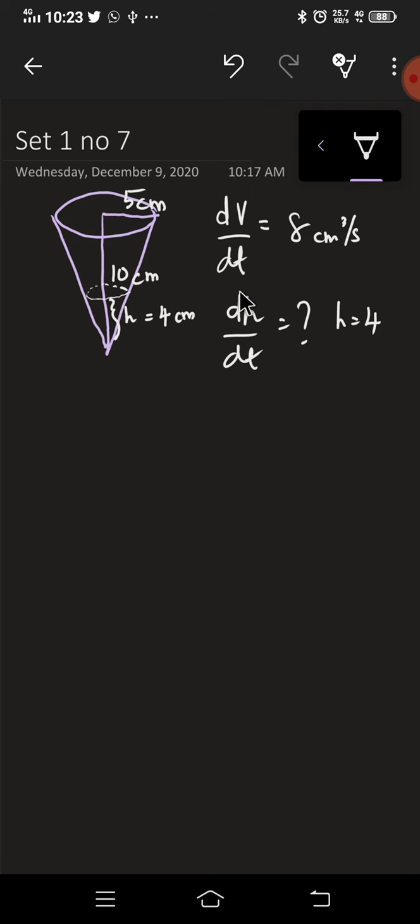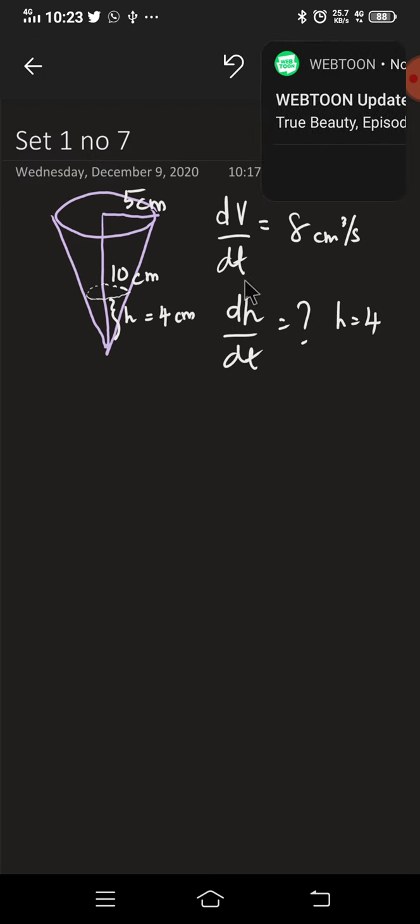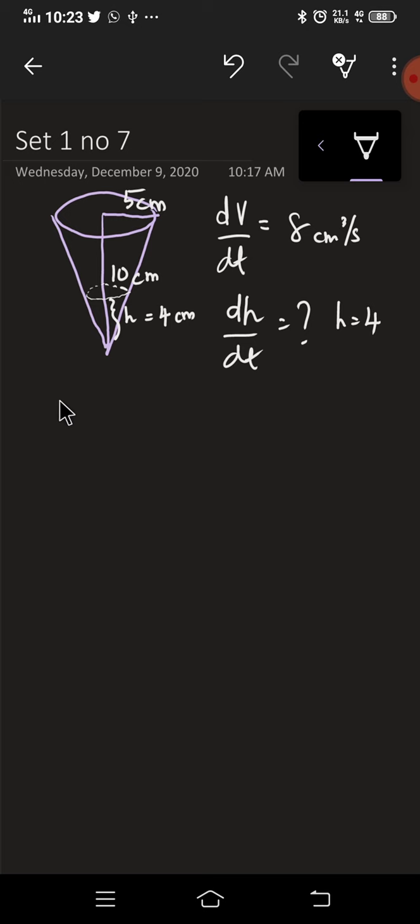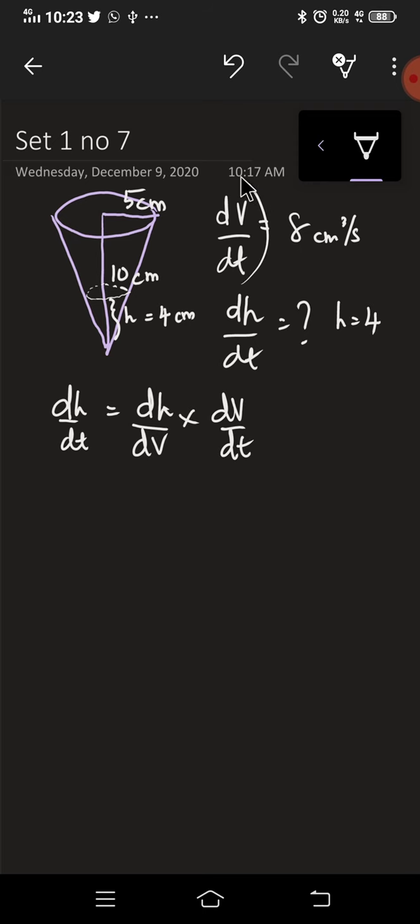So we want H, means that we have to find the relation between V and H. Why? Because dH/dt should be dH/dV multiplied with dV/dt. Why? Because we have dV/dt. So we need to find dH/dV. So what is the relation between H and V?